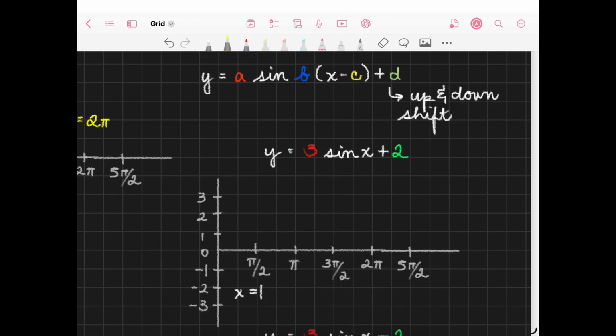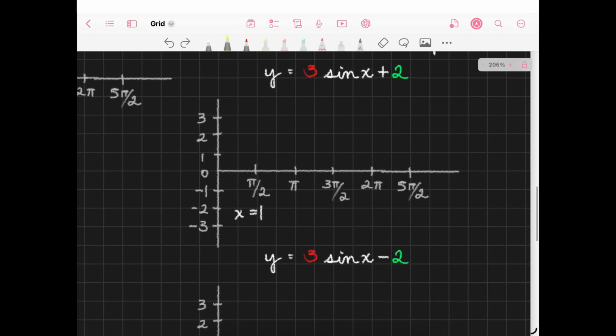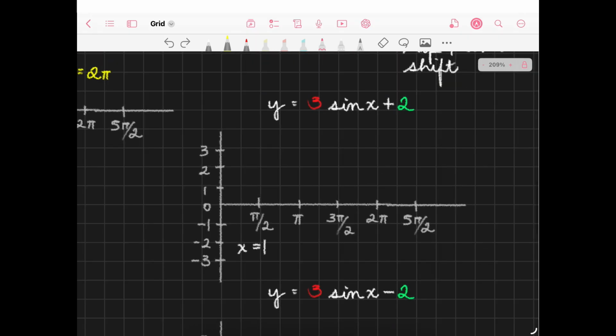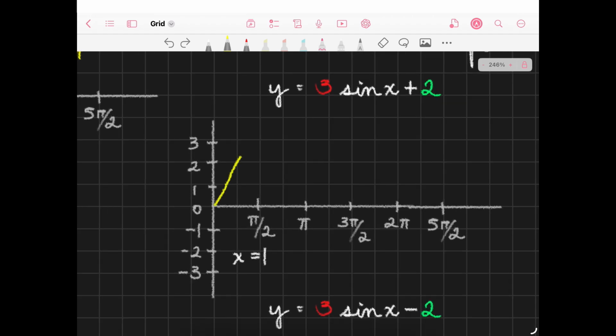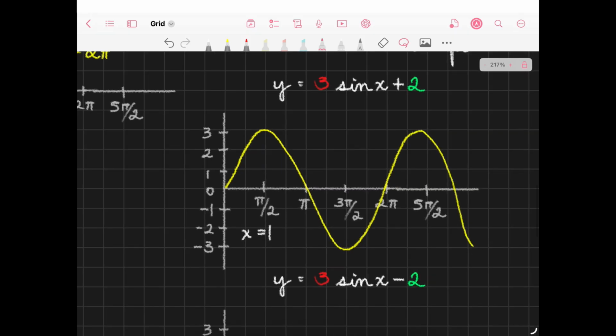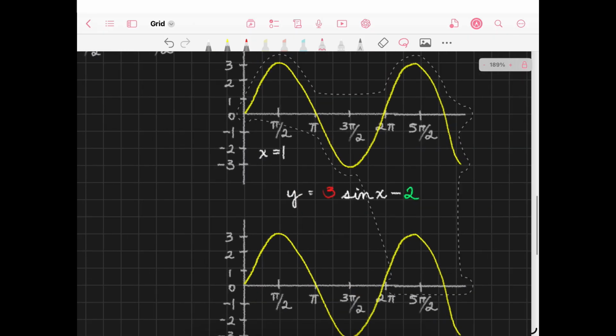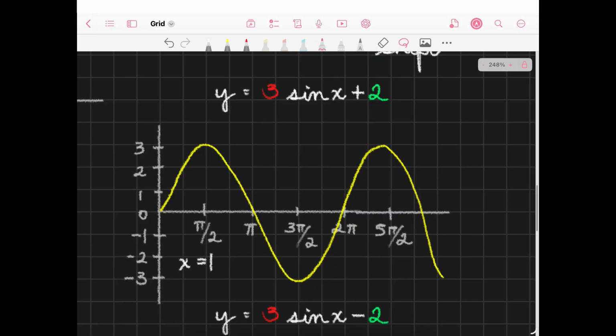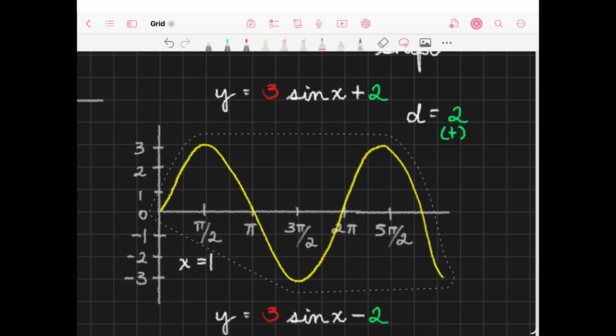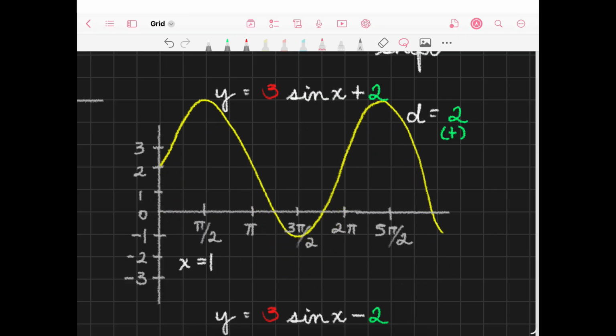And lastly, for our variable d, it focuses on the up and down shifts. So let's say we're given two equations again with different values of d. So let's start by graphing 3 sine x first. So we have this as our graph. And for this first equation, we know that our d is equals to 2. And since our d is equals to 2, we have to shift the graph up 2 units. So here it's going to look like this.